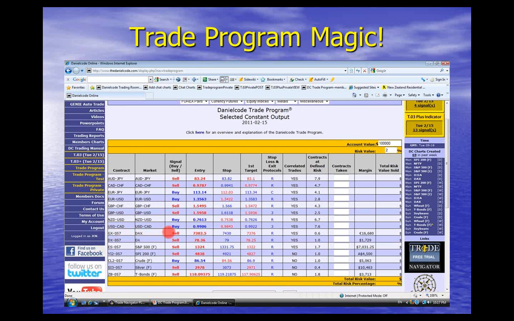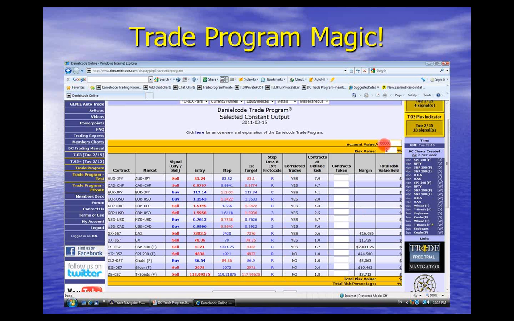It tells you whether it's a buy or sell. It tells you exactly where to enter, exactly where to put your first stop, and the first target. You'll see in this list of types of trades R for reversal, C for continuations, and threes are an intermediate trade, somewhere between a reversal and a continuation. We're not going to talk about correlations today, other than to tell you that they are all in there. The trade program has done that for you.